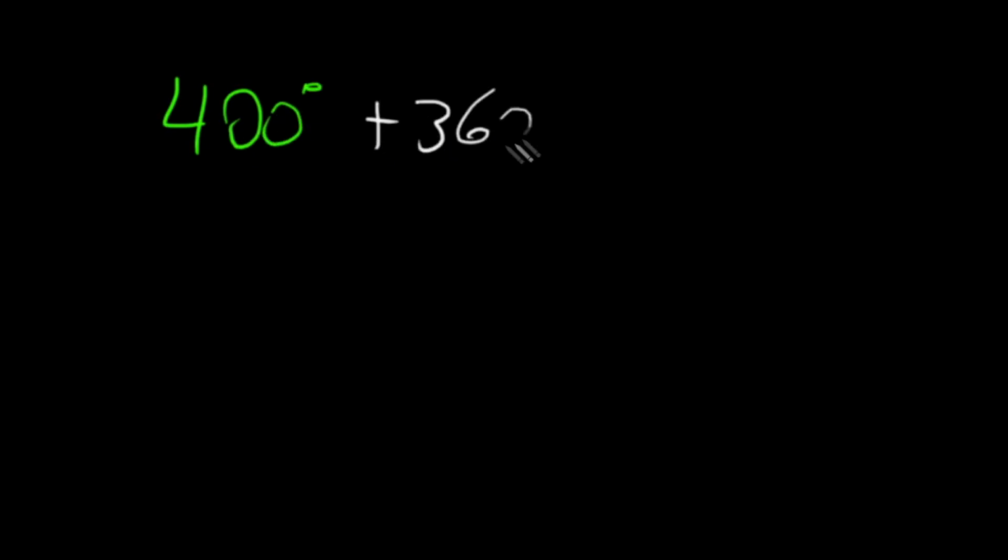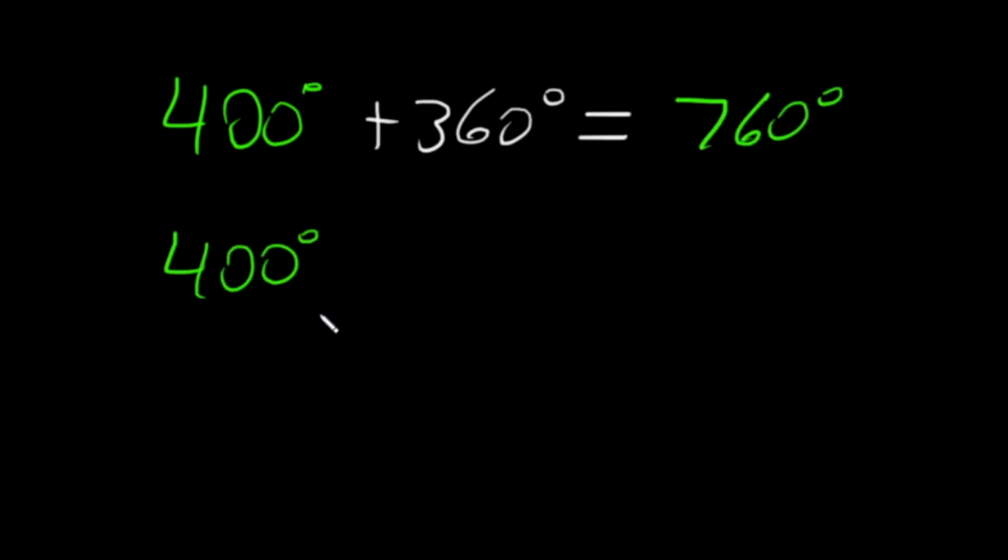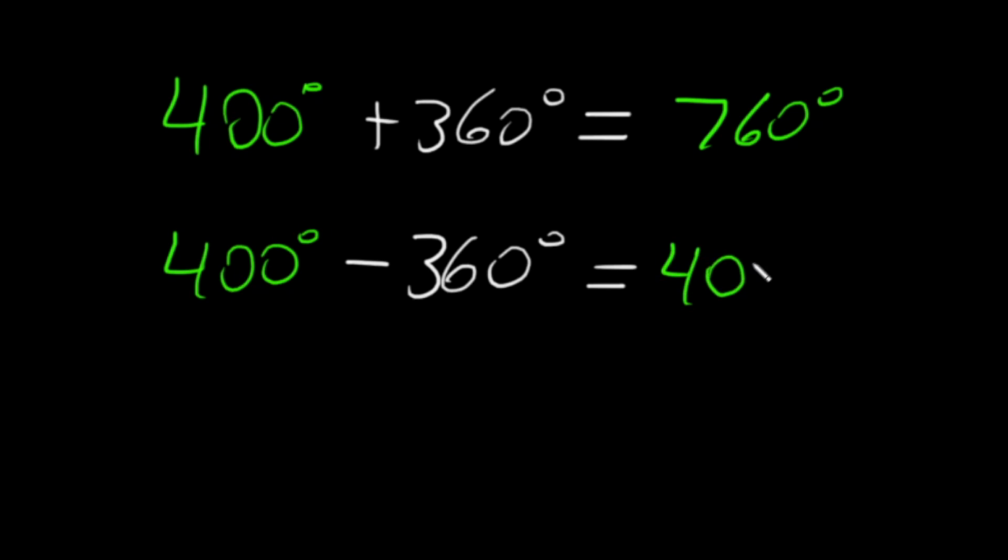Now, what if our starting angle was beyond 360 degrees? Let's say it was 400 degrees. We could still add 360 degrees to this and get a positive coterminal angle of 760 degrees. However, you may have realized that if we just subtracted 360 to begin with, we would get a positive angle, in this case 40 degrees, which is also a positive coterminal angle.